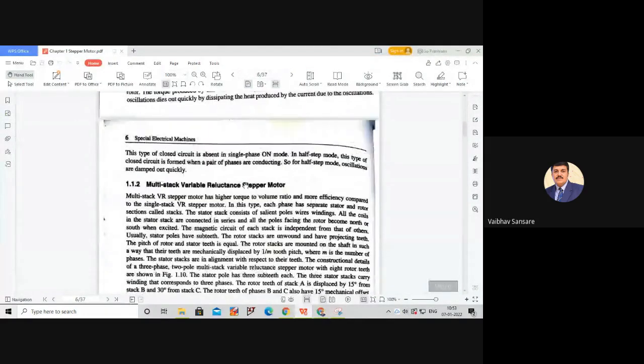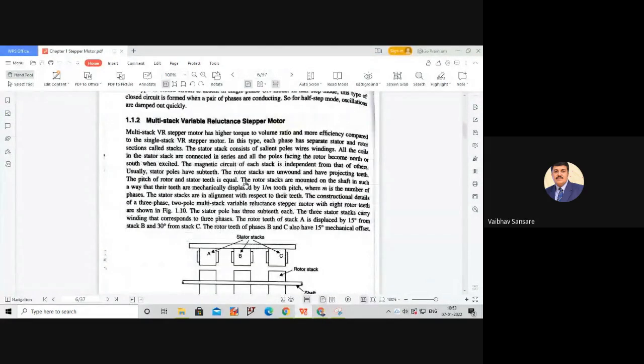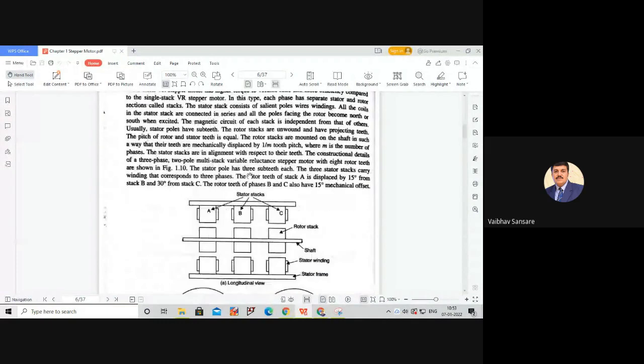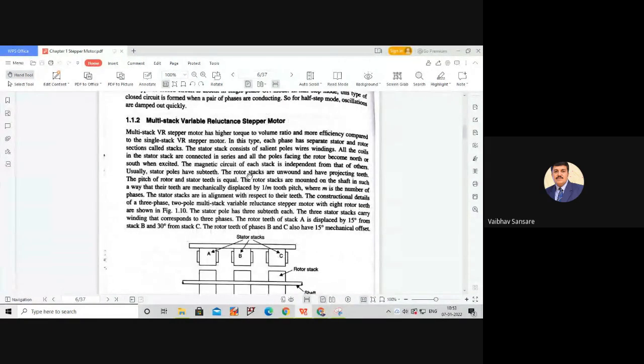Okay. Now the next one is the multi-stack mode, the multi-stack variable reluctance stepper motor. Actually, the operation is similar to the single stack variable reluctance stepper motor. Only there is a difference in construction. There is a slight change in construction. So now what is the constructional difference?